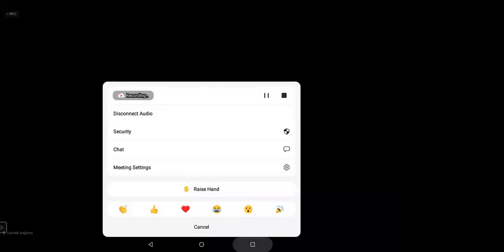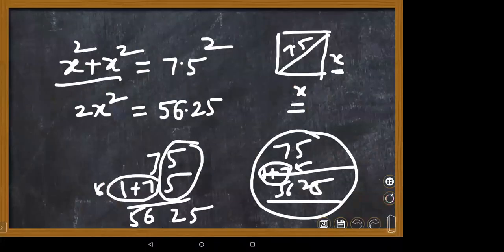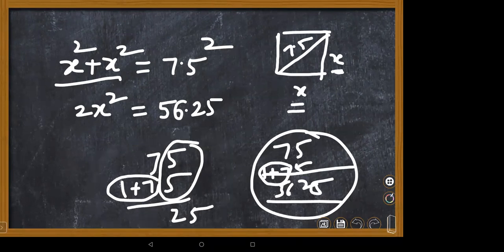Once it is disconnected, every time I need to start recording again, right, children? Yes, ma'am. Children, understand, this is the technique we are using. Earlier also I said this part for you. Did you remember this technique? If it ends with 5, like 25, 35, you can use that technique.